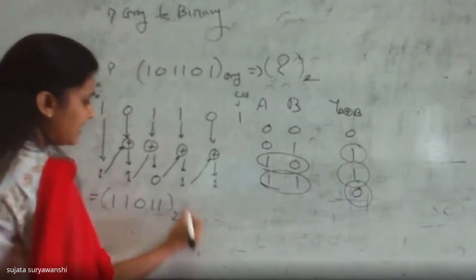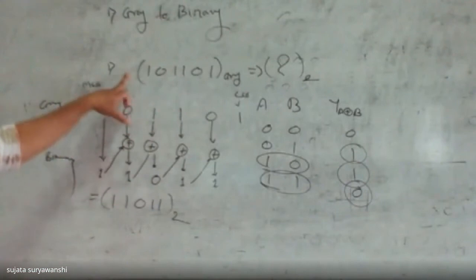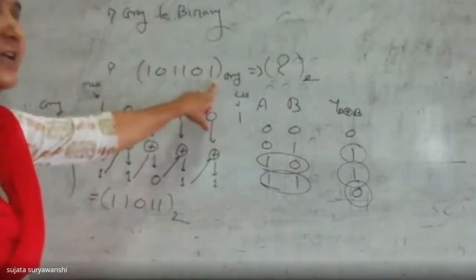This is the equivalent binary of the given gray 1 0 1 1 0. All of you understood this? It's very easy. Yes, everyone getting this concept?